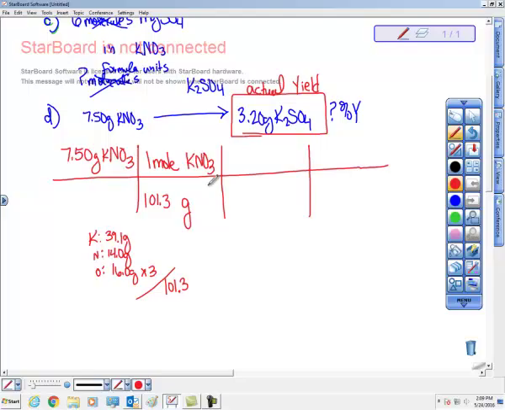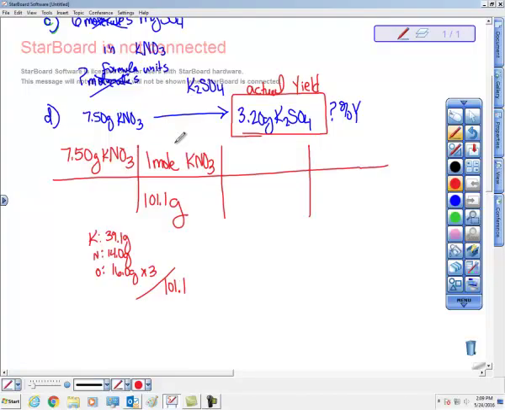Oh, someone got 101.1. I'm checking my math. Yeah, I got 101.1. Thank you for checking that. Whoops. Good job. So 101.1 and 0.1. There you go. All right.